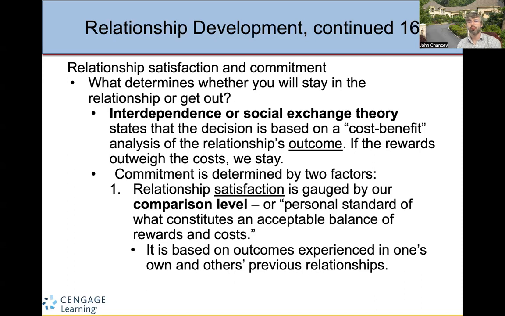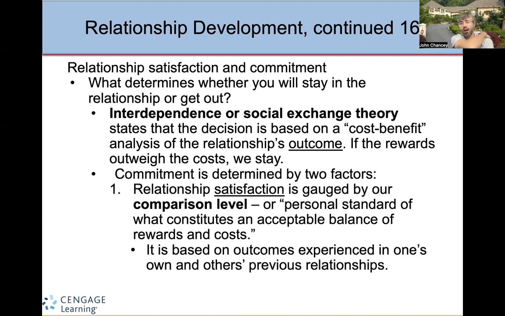Okay, so relationships, in terms of whether or not they persist, come down to satisfaction and commitment. What determines whether or not you will stay in a relationship or get out? Whether you'll continue to be friends with somebody, whether you'll continue to be in a romantic relationship. One particular theory, social exchange theory or interdependence, however you want to state it, says that really it's economics, a cost-benefit analysis that we do, whether consciously or unconsciously, where ideally we're hoping that the rewards outweigh the costs, meaning what you get out of the relationship is more than you have to put in.